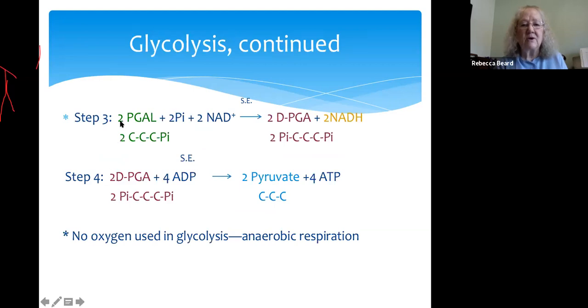So 2 more, here we go. We brought it to step 3. We made it in step 2. We're bringing it to step 3. All right, now we're going to add 2 more phosphorus molecules. And then we're going to add this new little ionic compound here called NAD.